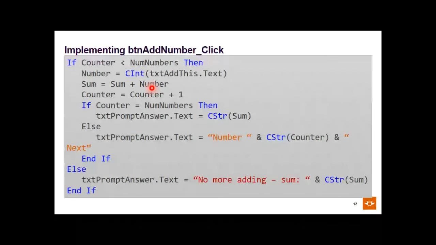I'm going to take the number you put in the text box, fetch it, and store it in the variable number. I'm going to add that number to my sum. And then I'm going to add 1 to my counter, incrementing it to indicate I've added yet another number. Then I've got an if statement that says if counter is equal to numbers, in other words, we've got a match, then I know that I must display my sum because I have entered everything I need to add.